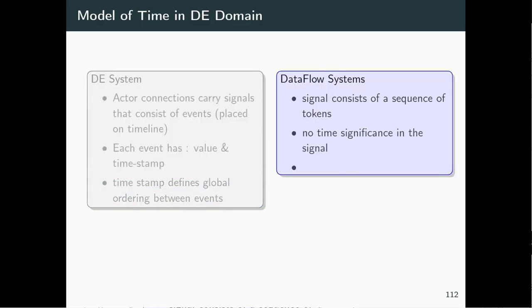So what is the case of a data flow system? A signal consists basically of a sequence of tokens. This is what we started our discussion with. There is no time significance in the signal.